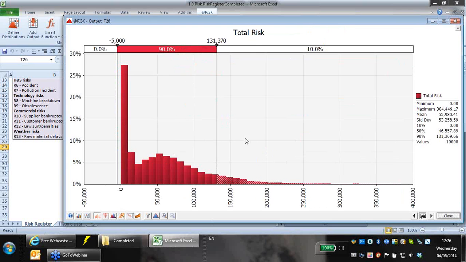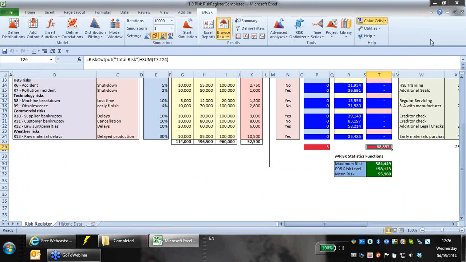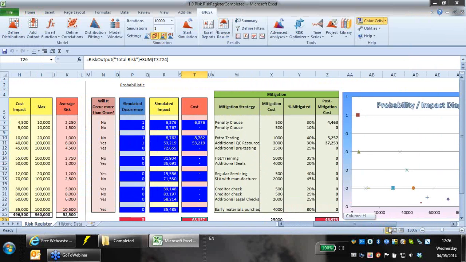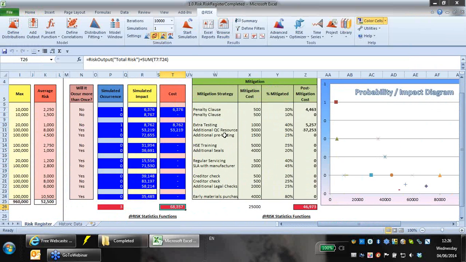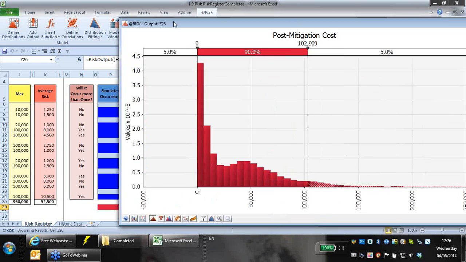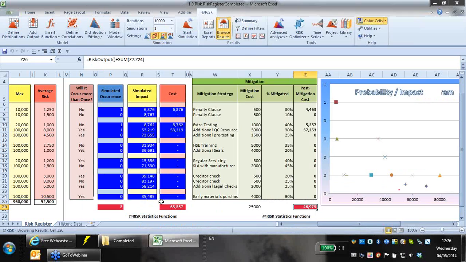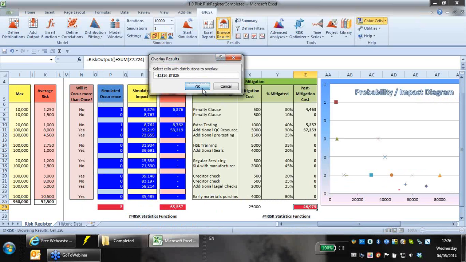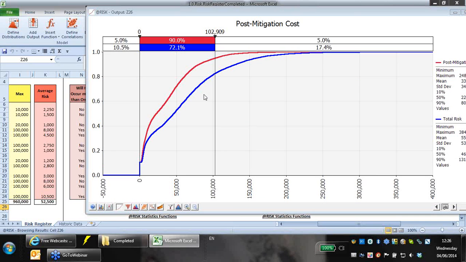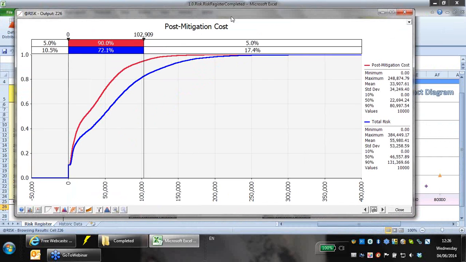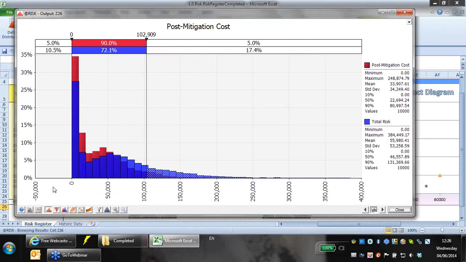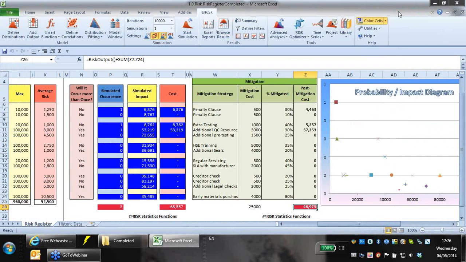That was an incredibly quick introduction to risk registers. Obviously, when we've got that information, we can then model mitigation strategies in the same way, and find out which strategies work best. If we mitigate, we can overlay mitigation and non-mitigation, and find out what the best approaches are in terms of controlling our risks. But that's the general idea of a risk register.